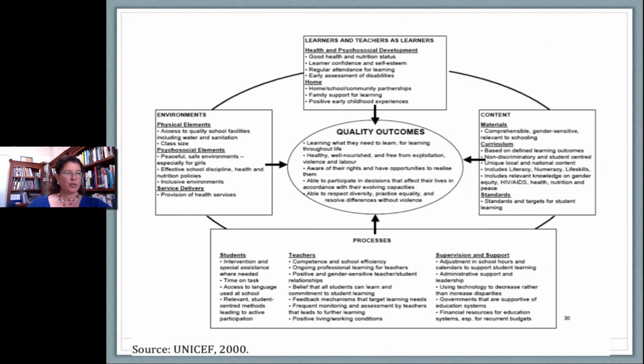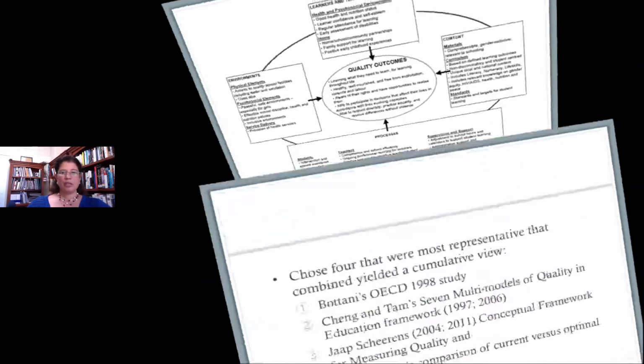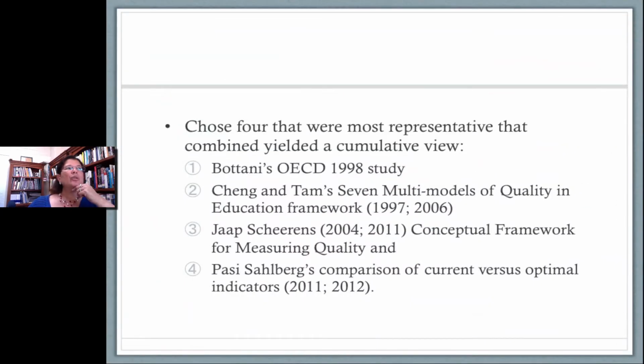UNICEF has also put out a wonderful model that replicates a lot of the information Sharon's had, considering the process, the content of what's measured, as well as the environment, and how the learner and teachers all contribute to quality outcomes. So all of these were taken into consideration. There were 20 different models, and we decided to highlight 4 of them that showed very different ways of contributing towards the choice of quality indicators in education.